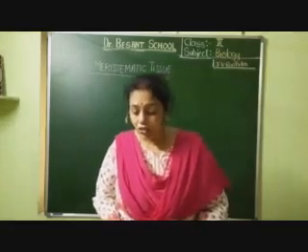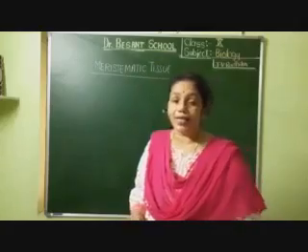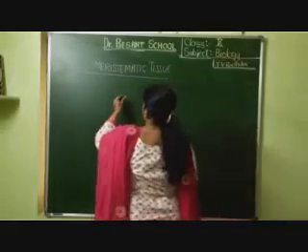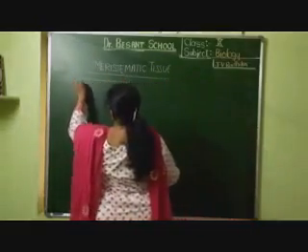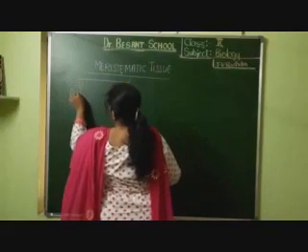Understood? So first I just explain the basics, and then I will go into detail. Yesterday I told you that the meristematic tissue is of three types. What are those? The first one is apical meristem.